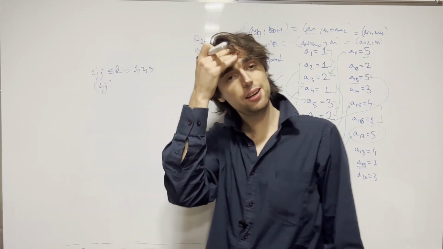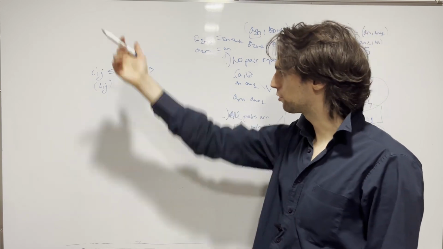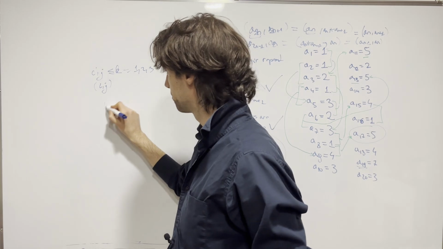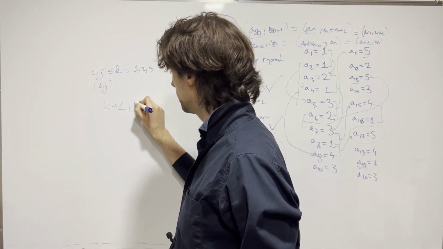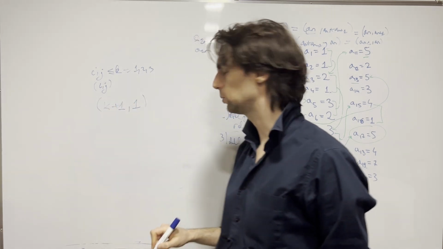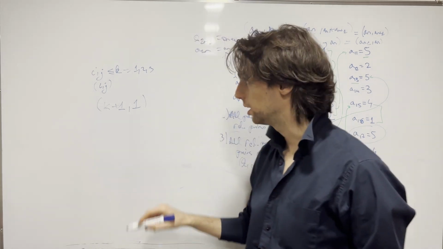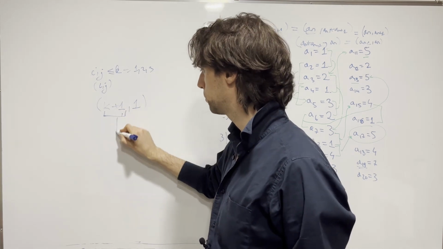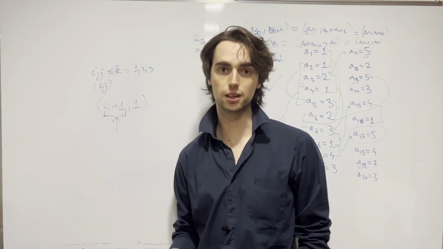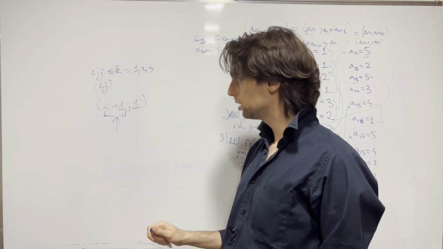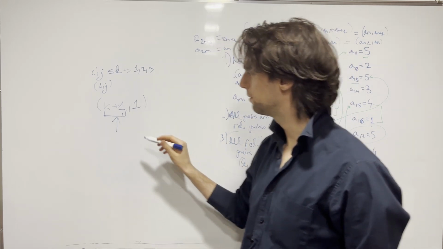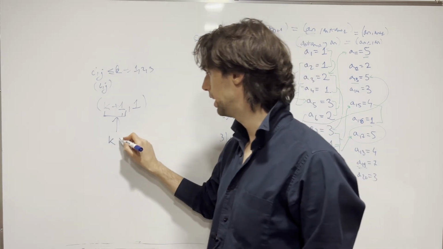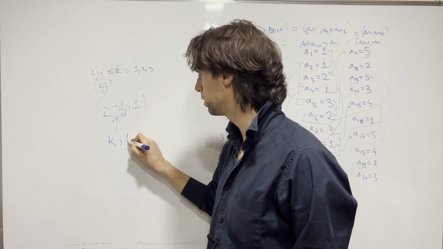Assume it's true for some k. And now we want to show that it's true for k plus 1. So for k plus 1, the pair (k+1, 1), when will this show up? Well, how do we get to (k+1, 1)? We get to (k+1, 1) by having previously had (k, 1).